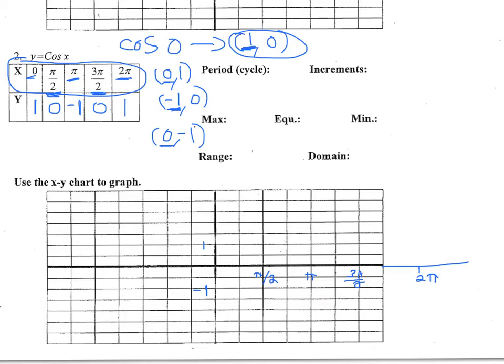So when I graph this, the first point is at 0, 1, which is right up here. Then I have pi over 2, 0, which is right here. Then I have pi, negative 1. This is the minimum point. Then I have 3 pi over 2, 0, which is right there. It's another equilibrium. And then I have 2 pi, 1. So if I started at the max, then I'm going to end at the max.